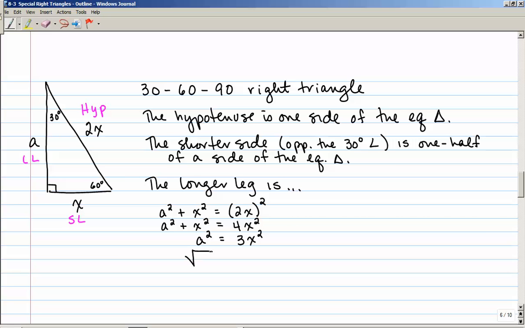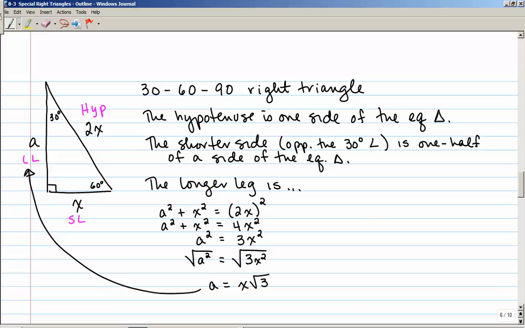And taking the square root of each side, a is equal to square root of 3x squared. I have to leave that as square root of 3. Square root of x squared is x. So the length of that altitude is whatever the short leg is, which is x, times the square root of 3. So this is the length of the long leg. A little arrow over there.